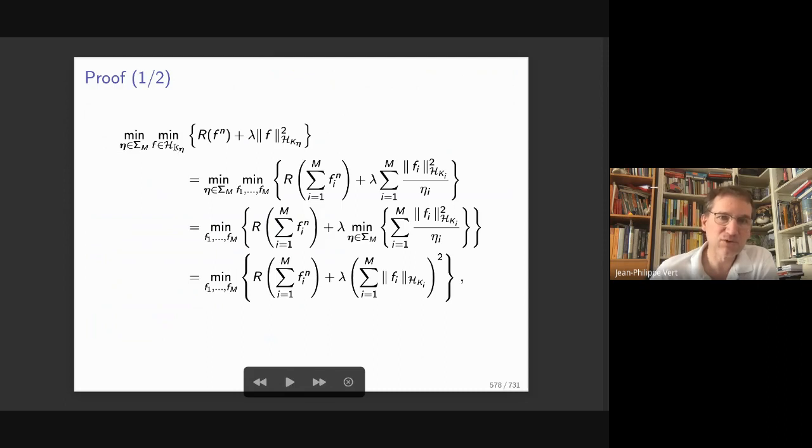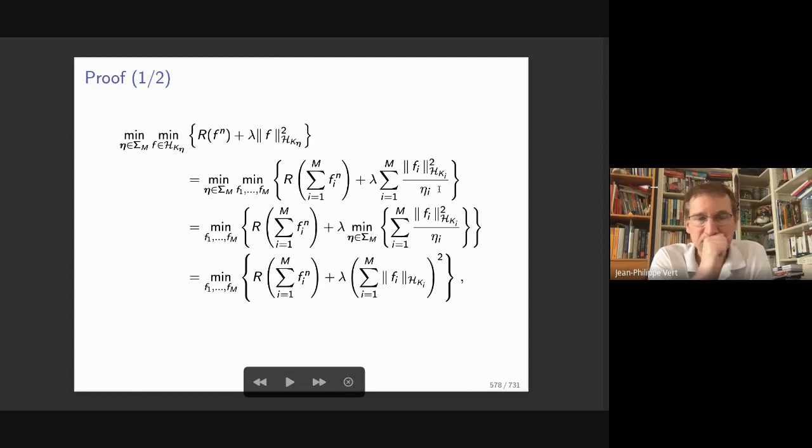And so we said that when you train with a weighted kernel, so when you fix eta and you train over the RKHS of K_eta, it amounts to minimizing over functions f_1 to f_M, which are in the different RKHS, the risk of the sum. So here the eta doesn't play a role. The only thing where eta played a role was in the penalty. So when you choose different etas, you have different penalties. And the role played by eta is to replace the sum of ||f_i|| squared by the sum of ||f_i|| squared over eta_i.